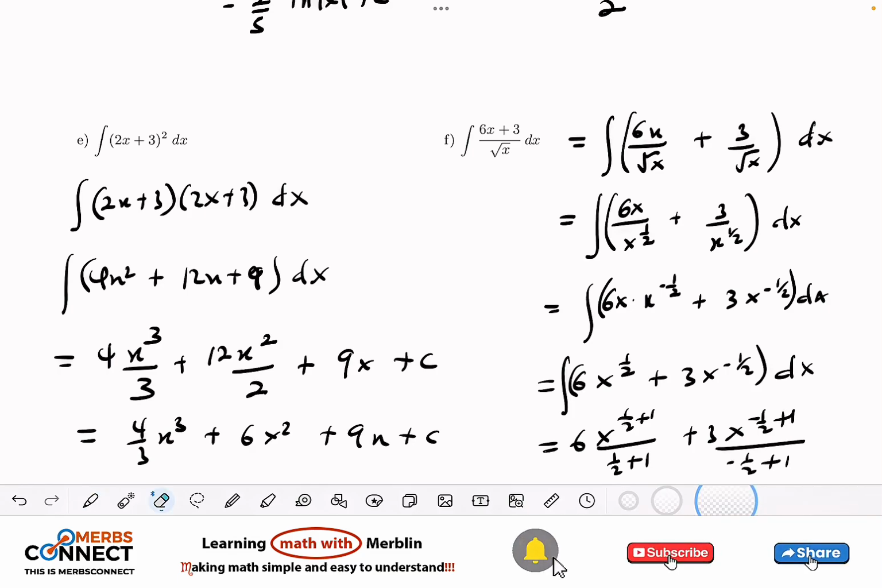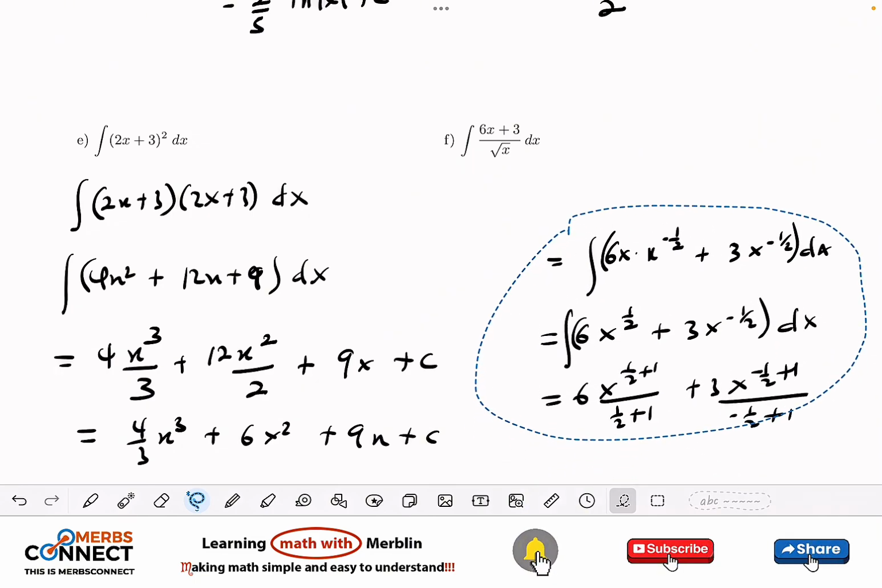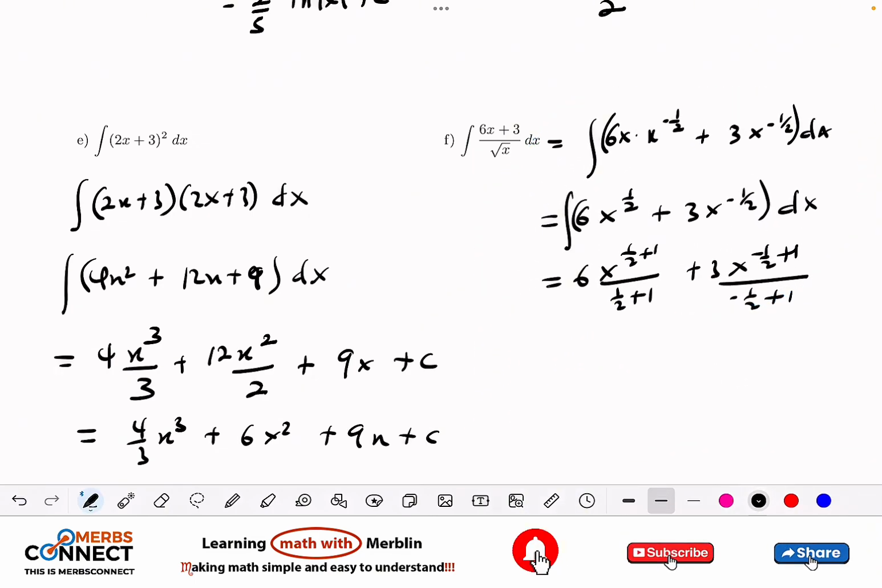Right. So let me just clean, let me say the first top 3 and then shift this one up there so that I can continue from here. Then this is going to be 6 times, this is the same as 3 over 2 divided by 3 over 2 plus 3. This is going to give us 1 over 2 divided by 1 over 2.